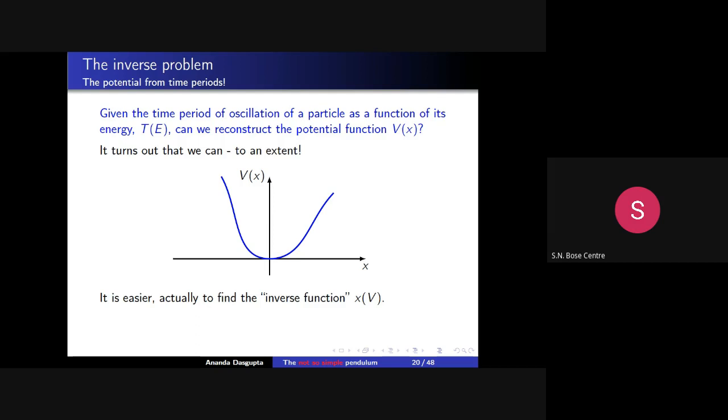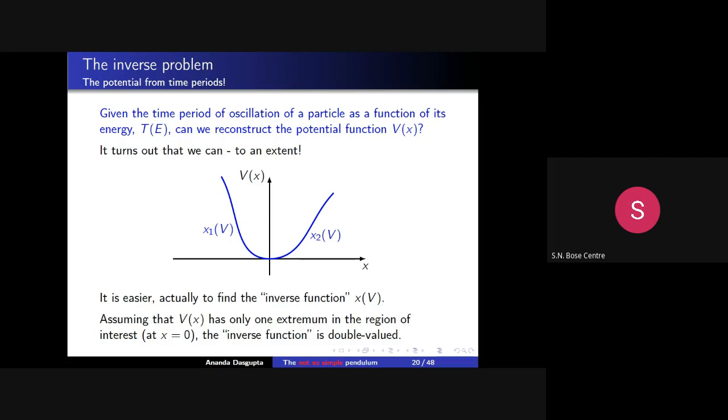But what you can do is break this up, at least if you assume that there's only one minimum, which we are going to assume is at x equal to 0. If you're somewhere else, I would just shift my x. So I'm going to assume that there's only one minimum at x equal to 0, and that will tell us that we can describe x in terms of two functions, one on the left, the other on the right. So you can have two functions, x1 of V and x2 of V. These are well-defined functions, at least assuming that there's only one minimum, it doesn't go up and down any further.